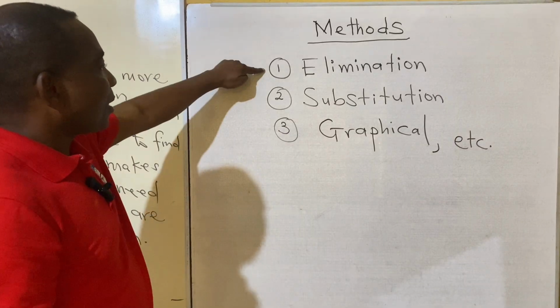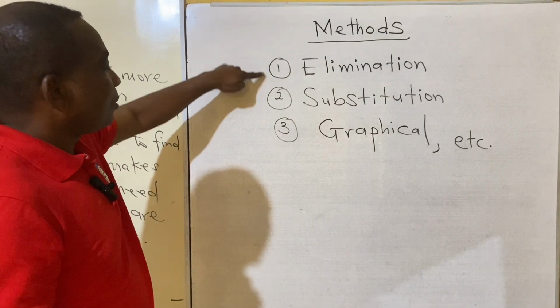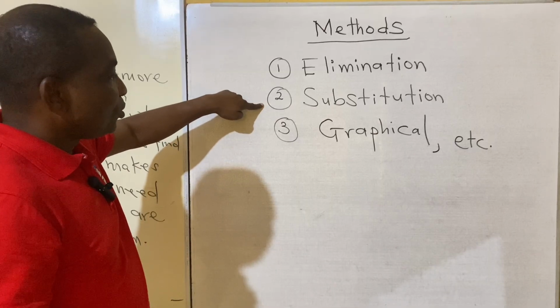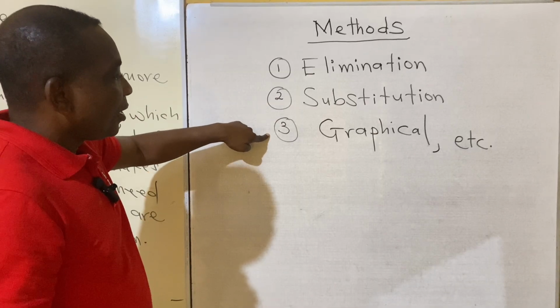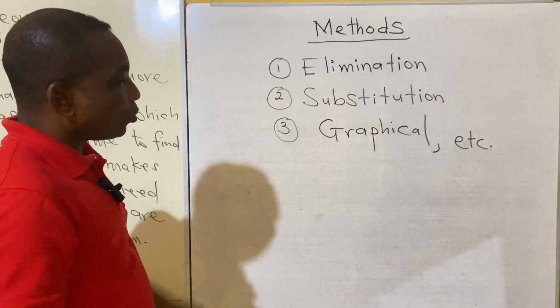There are numerous methods for solving simultaneous equations. They include 1. Elimination method, 2. Substitution method, 3. Graphical method, and so on.